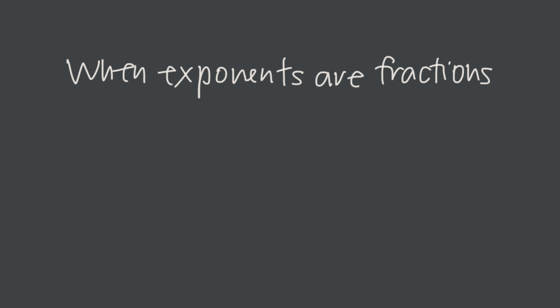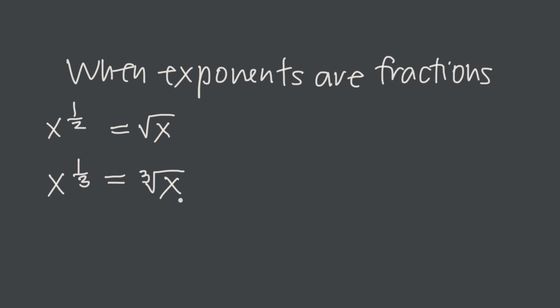The last thing I want to talk about before we work an example is when exponents are fractions. It's important to realize that fractional exponents are just a different way of writing roots or radicals. So, for example, x raised to the 1/2 power, where the exponent is 1/2, is exactly the same thing as the square root of x. It's just a different way of writing these values, but these two things are equal to one another. In the same way, x to the 1/3 is equal to the third root of x. So this is the square root of x equal to x to the 1/2 power. This is the third root of x, or the cube root of x, equal to x to the 1/3 power.